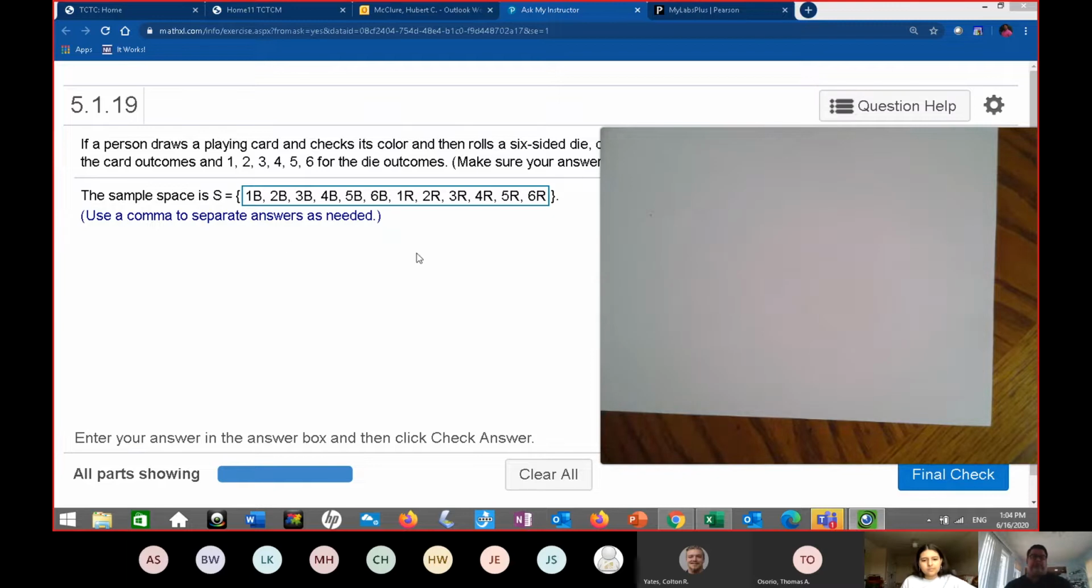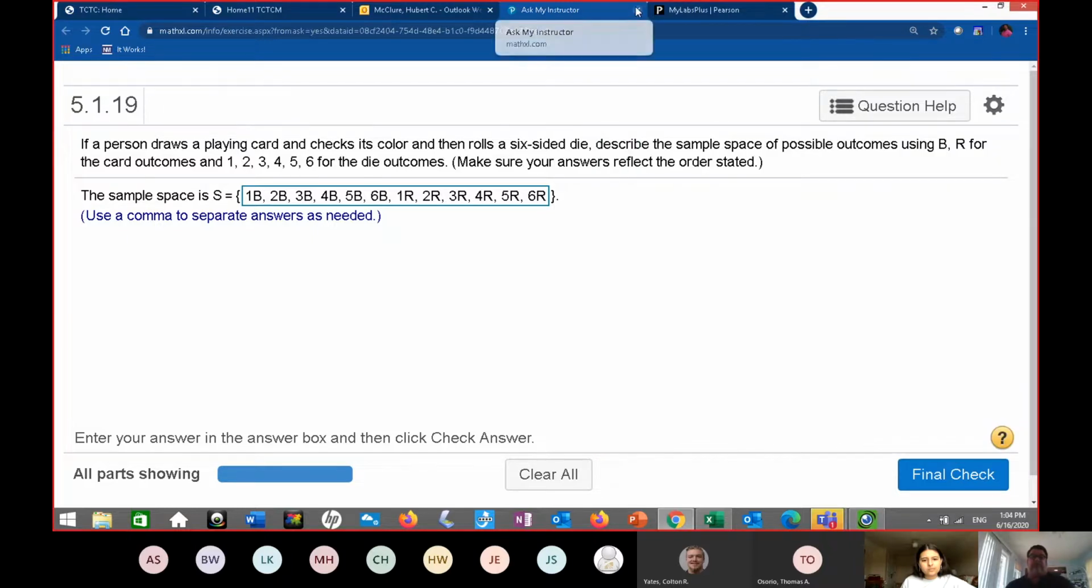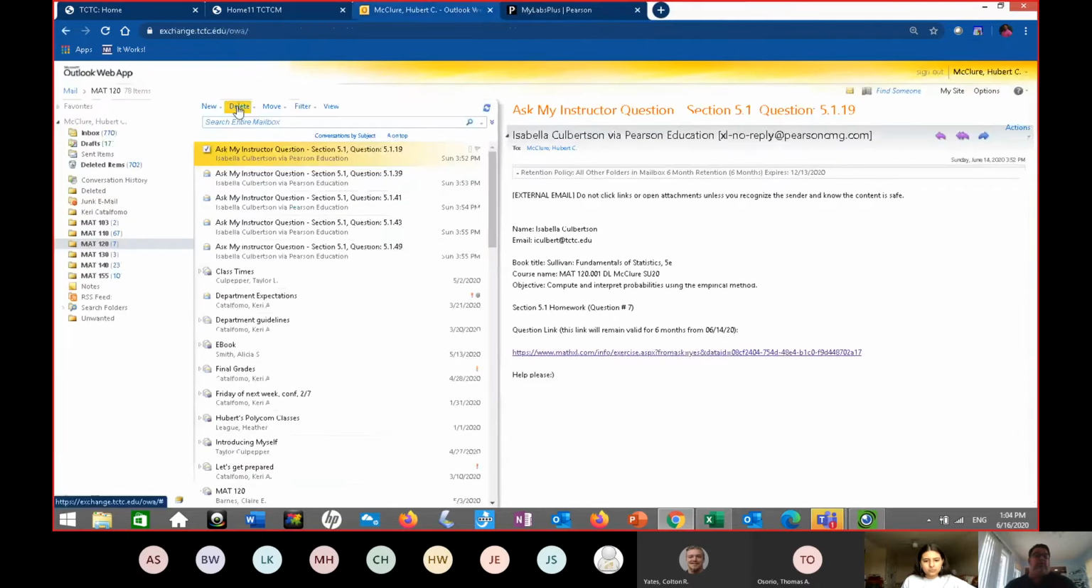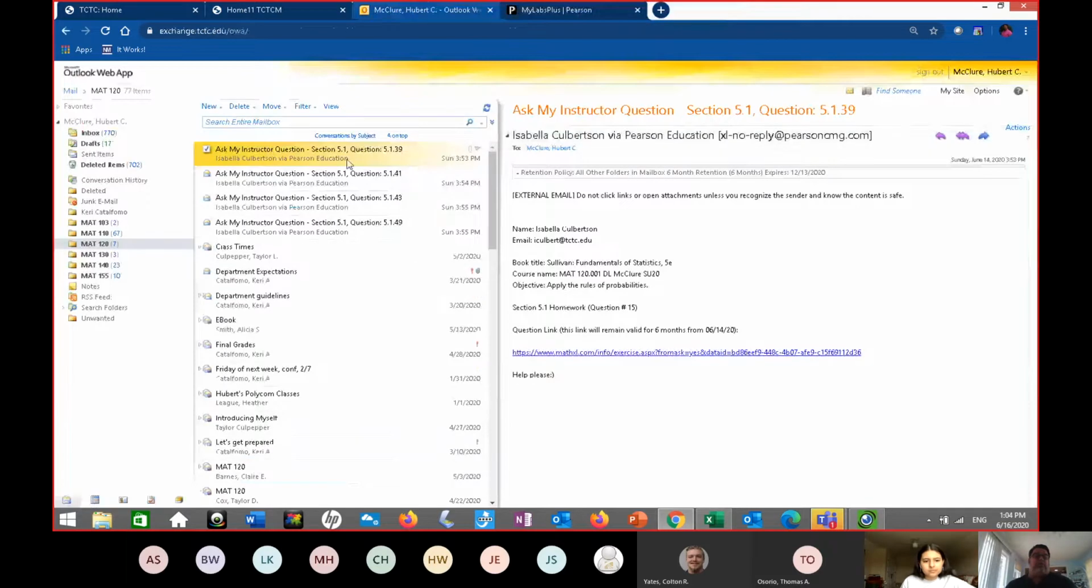Sample space is a collection of the possibilities. That's what this is. So somewhat maybe a test question, I doubt it. Next one, 5.139/15.